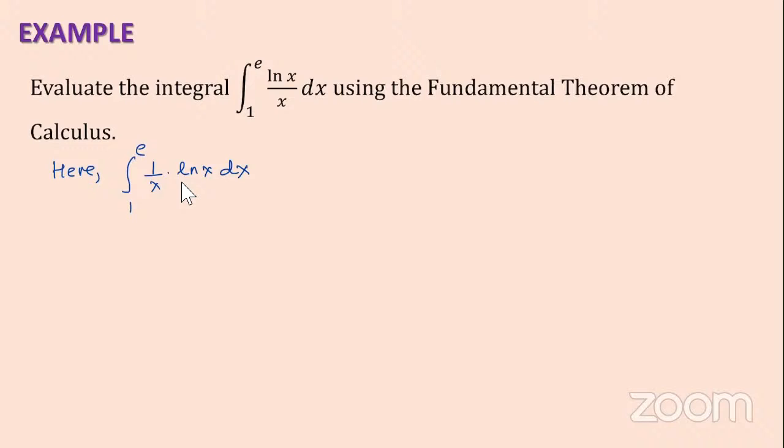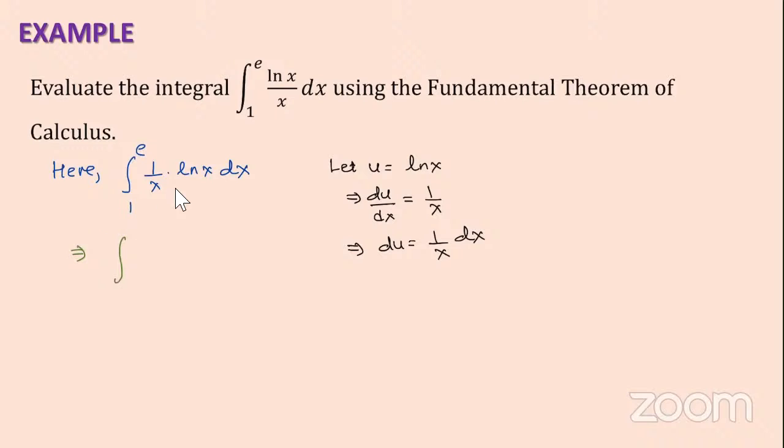So if the derivative is within the integral, we can use the u substitution. So let u equal natural log x. So du over dx will be equal to 1 over x. And if you multiply on both sides by dx, you will get du equal to 1 over x dx. Now we are going to make this substitution over here. So if we make that substitution, let's see what we get.